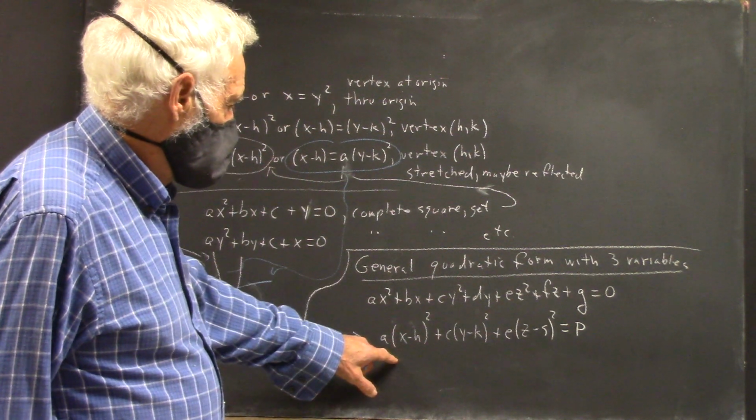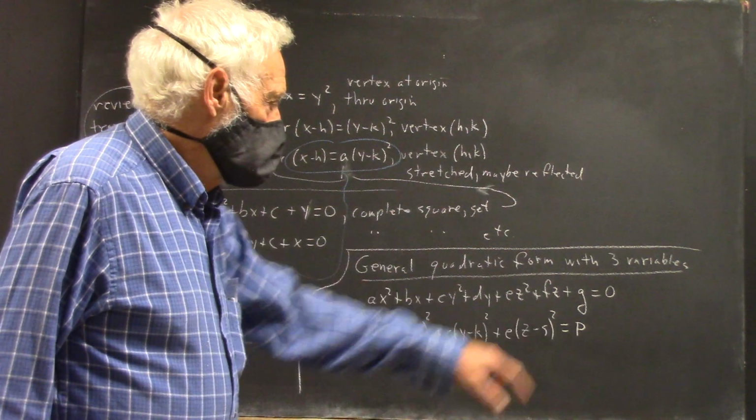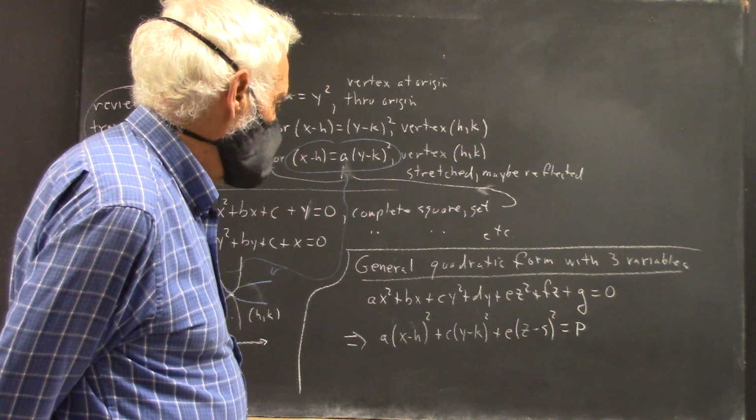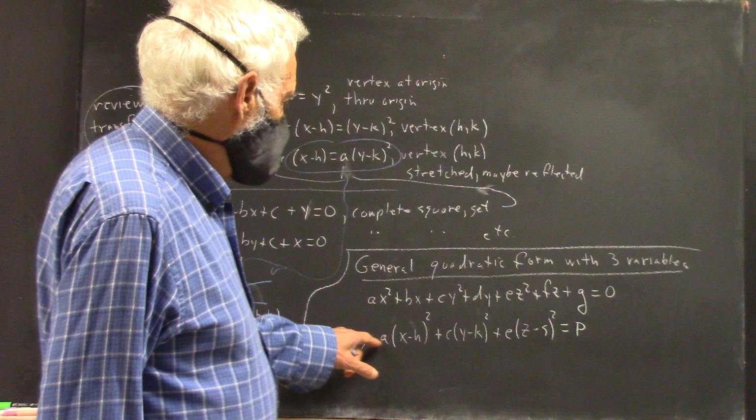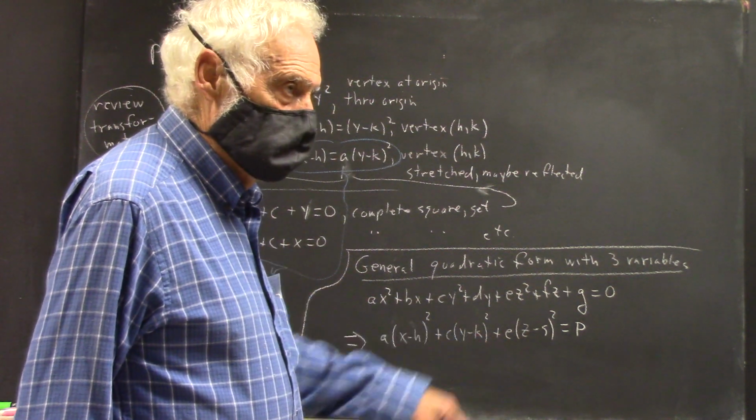So, by completing the square, you get this kind of general form, except that it could be that A is 0, or C is 0, or E is 0.